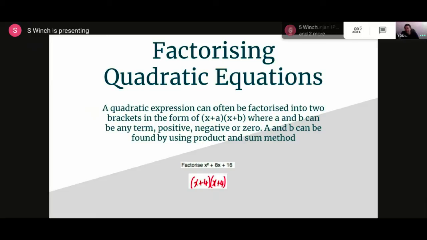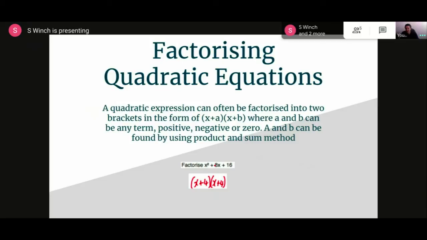A quadratic expression can often be factorized into two brackets in the form (x + a)(x + b). And it says here that a and b can be positive, negative, or a 0. Remember, it can be a 0. Some people don't always recognize that it can be a 0. And a and b can be found by using the product and sum method. So remember, that's the multiply and add method.